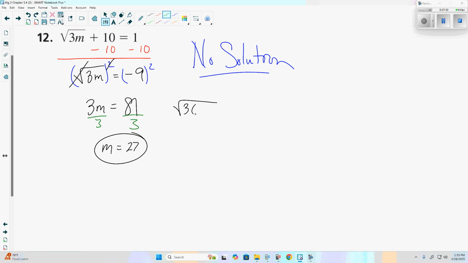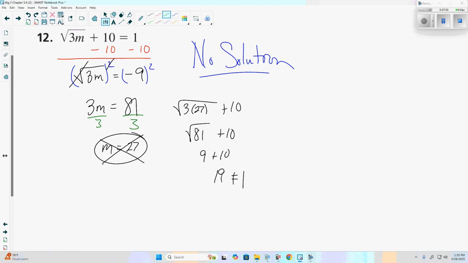3 times 27 plus 10. Well, 3 times 27 is 81. Square root of 81 is 9. And 9 plus 10 is 19. That is not equal to 1. So that does not work.